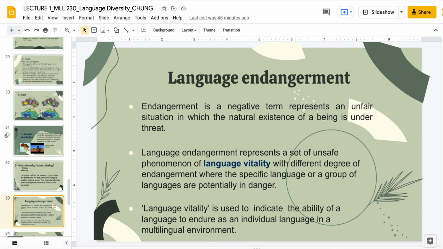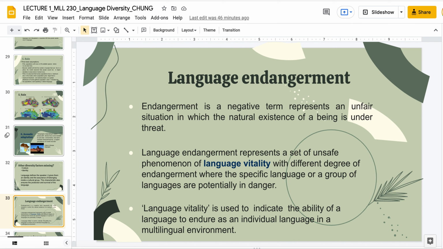Where language endangerment represents a set of unsafe phenomena of language vitality with a different degree of endangerment, where a specific language or a group of languages are potentially in danger. In danger means it's going to die out. That means the speakers no longer will speak it, right?